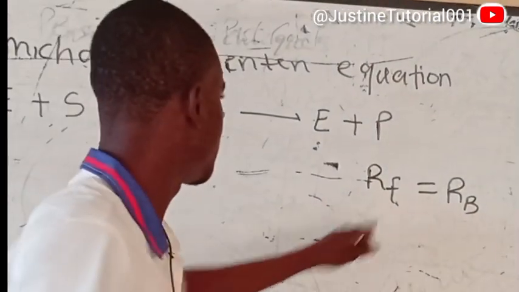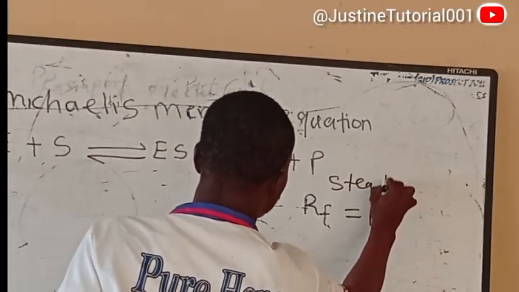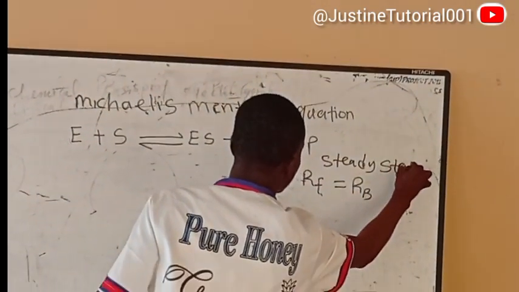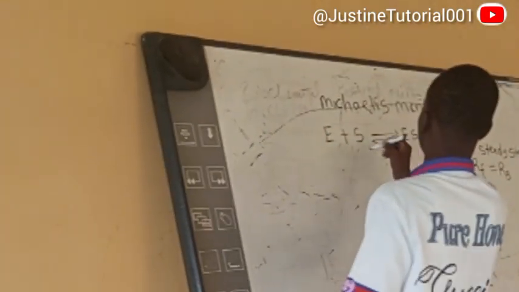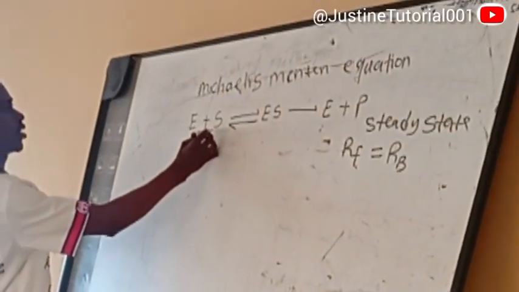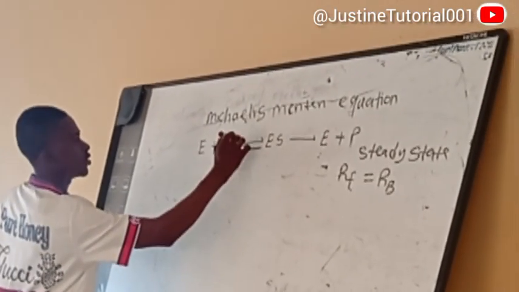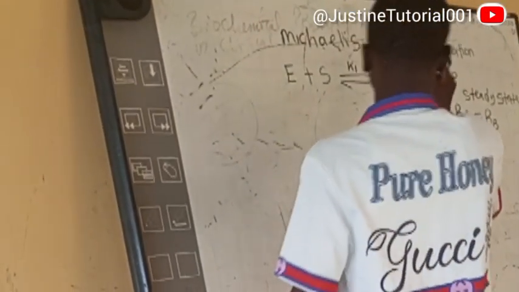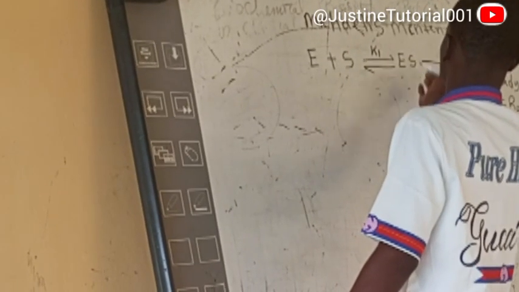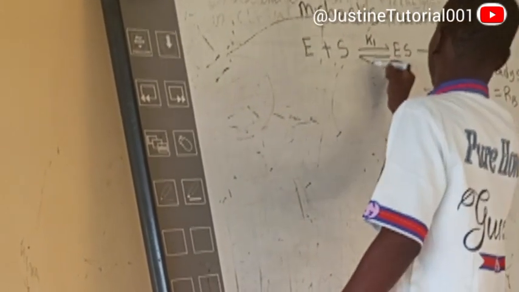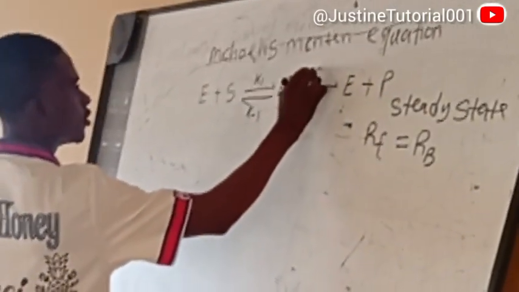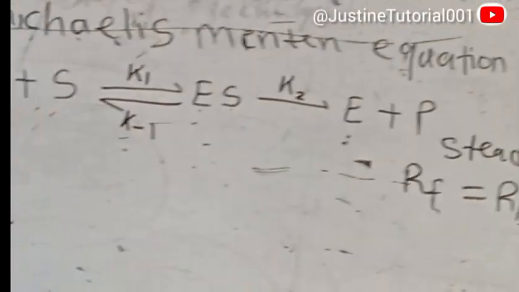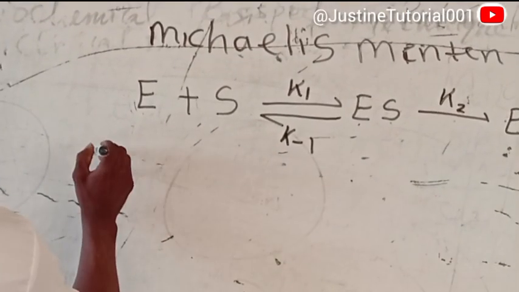So to prove the steady state assumption, we have to prove it from here. Let's call the rate at which enzyme plus substrate forms enzyme-substrate complex K1, the rate at which enzyme-substrate complex breaks down to give us enzyme and substrate K minus 1, and the rate at which enzyme-substrate complex breaks down to give us enzyme and product K2.